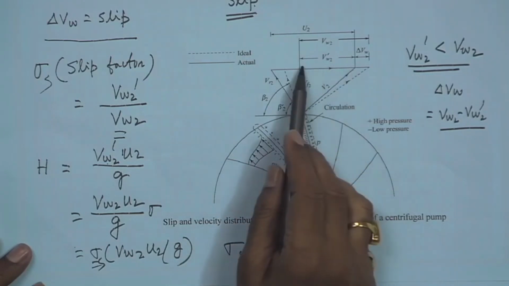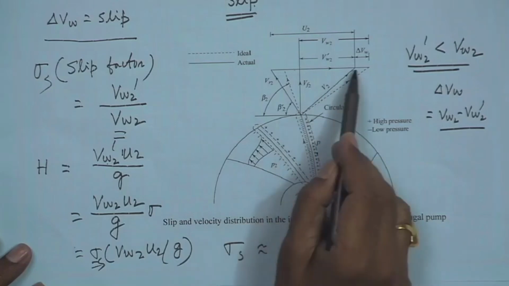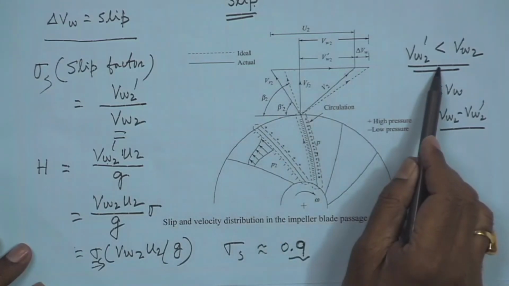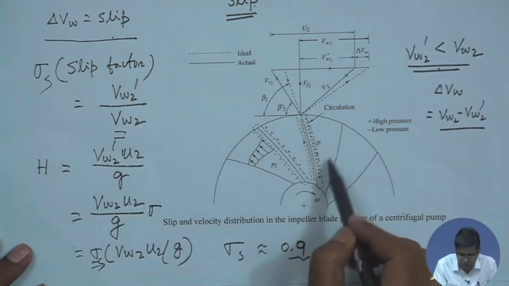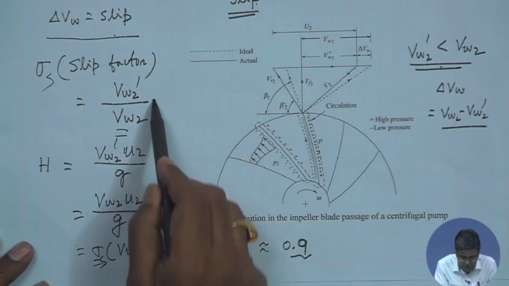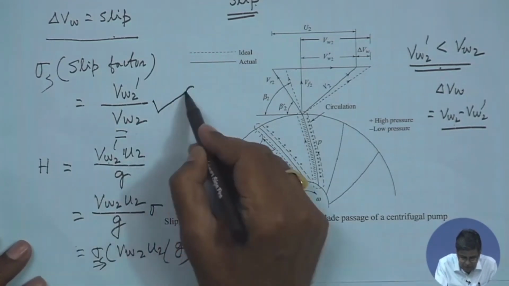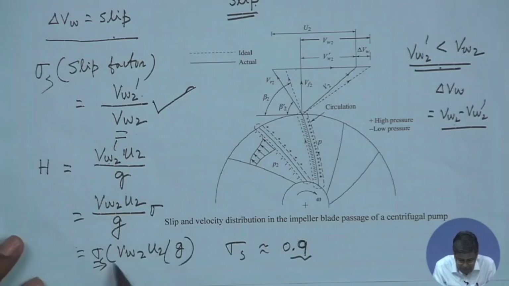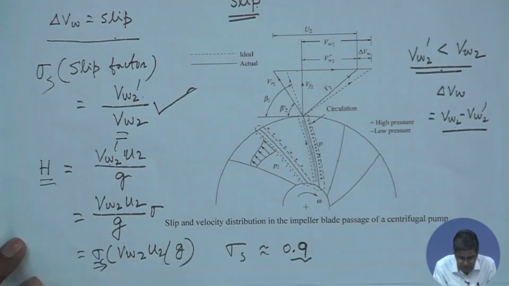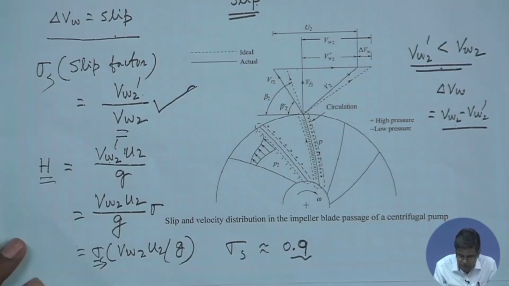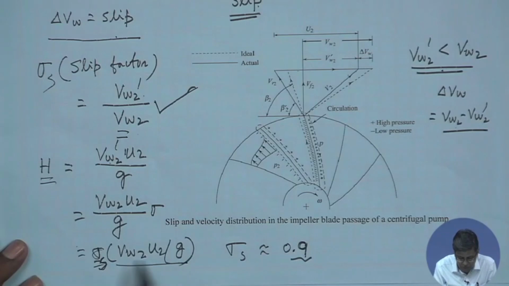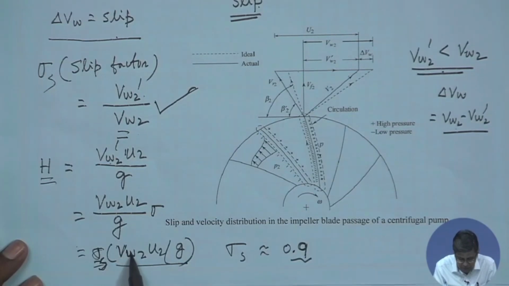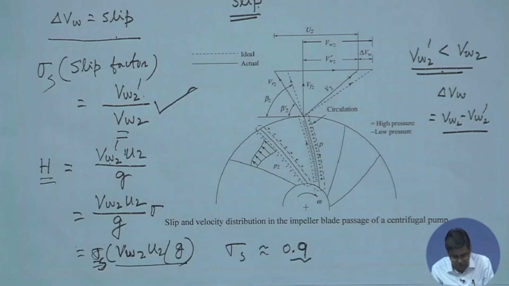So, therefore, the tangential component of the absolute velocity also changes, and it is actually reduced, and that reduction is defined as slip, for which the energy imparted to the fluid is reduced. This is the definition of the slip factor, the ratio of the tangential component of velocity, actual and ideal, and we can express the head imparted to the fluid as slip factor sigma s into VW2 U2 by G, where VW2 is the tangential component of the fluid velocity at the outlet in consideration of the ideal situation without slip.